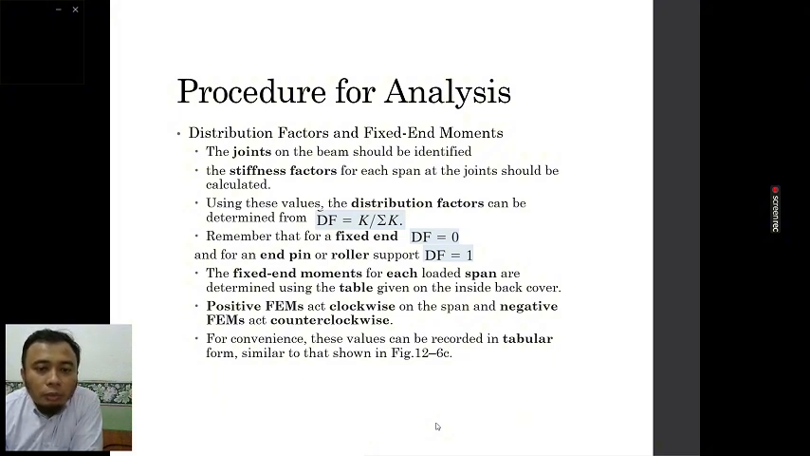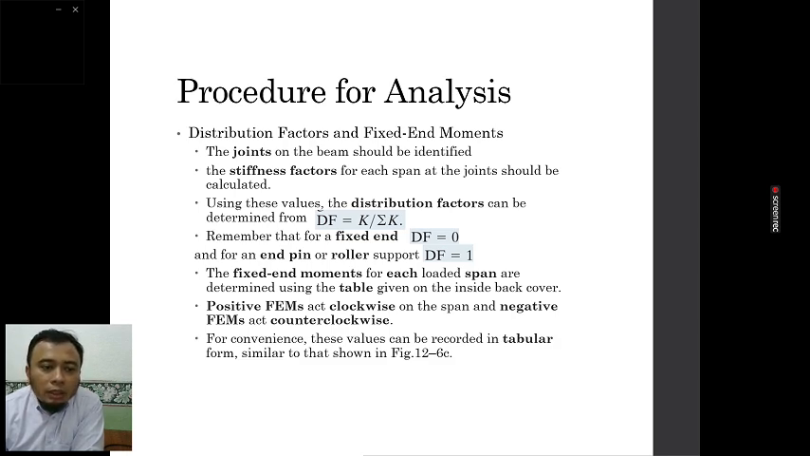And then we also discussed the condition for a fixed end and then an end pin or roller. For a fixed end, your dF is equal to 0. But for your end pin or roller support, your dF will be equal to 1. In this case, you will shorten your calculation process. Once you identify the type of support, you can straight away identify the value for dF: 0 for fixed, 1 for roller support.